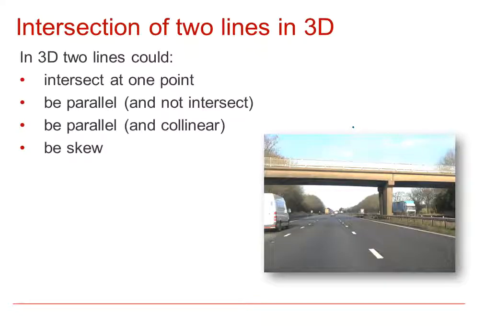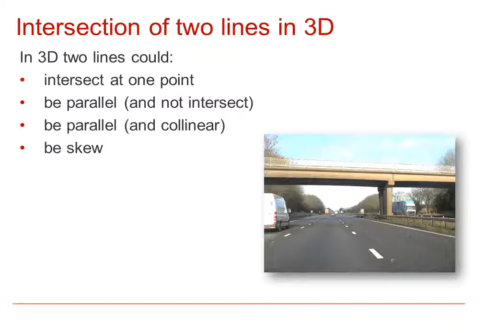So if we are looking at two straight lines in 3 dimensions, there are 4 scenarios. The two straight lines meet each other or intersect at a single point, the two lines are parallel and do not intersect each other ever, or the two lines are parallel and are collinear, which means they are the same straight line, or the two lines are skew to each other.